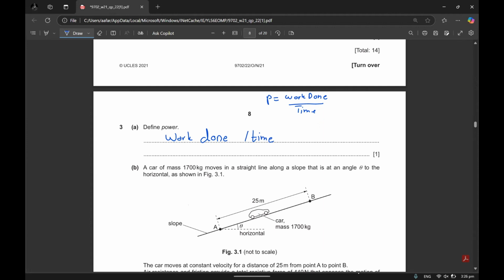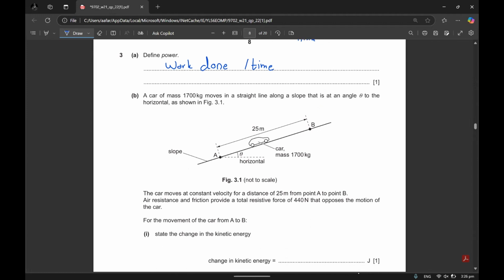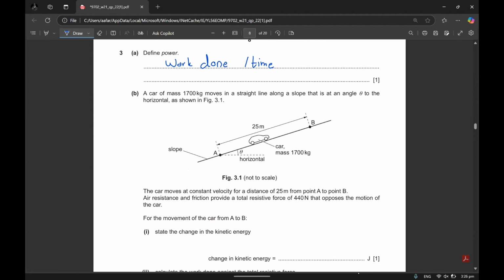A car of mass 1700 kg moves in a straight line along a slope that is at an angle theta to the horizontal, as shown in figure 3.1. The car moves at constant velocity for a distance of 25 meters from point A to point B. Air resistance and friction provide a total resistive force of 440 Newton that opposes the motion of the car. So basically, this friction force is 440.